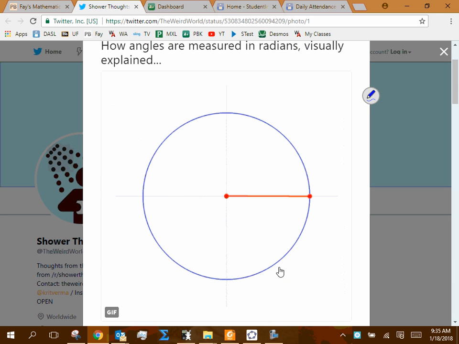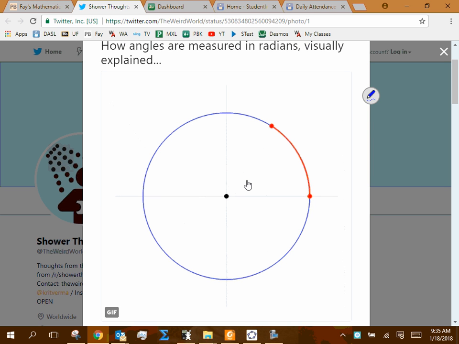Now, to get what we call a radian, we are going to take this radius out, and we're going to line it up over here instead. And then we're going to bend it. So take the radius, and now we bend it. What I want you to understand is that when we bent that radius along the curvature of that circle, that red length is still the same distance as it was when it was the radius. Does that make sense?